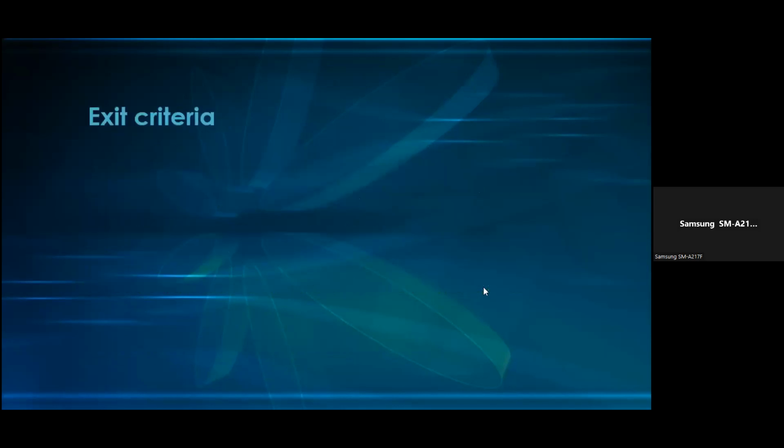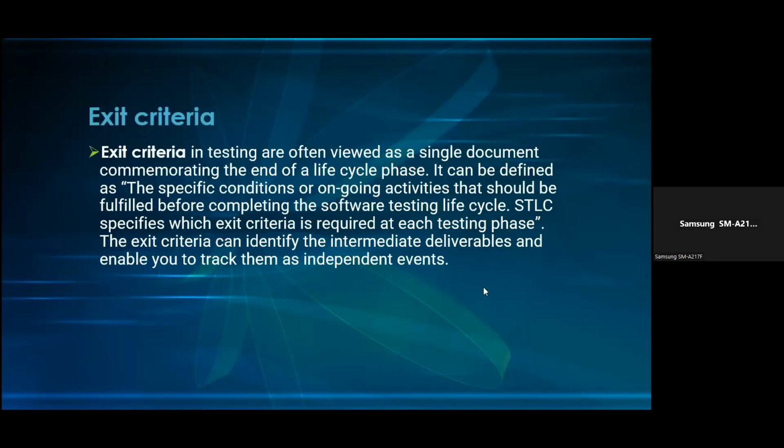Then that takes us to exit criteria. What is exit criteria in testing? Oftentimes, exit criteria is viewed as a single document commemorating the end of the life cycle phase. It can be defined as the specific conditions or ongoing activities that should be fulfilled before completing the software testing life cycle.